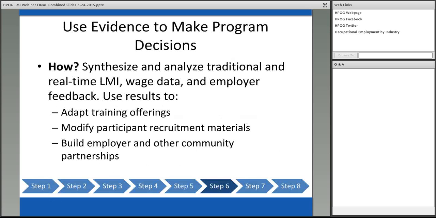So after completing these 5 steps, we can now move into the next phase of actually making program decisions. Some examples of various types of program decisions include altering training offerings, and not just to expand programs that show growth potential, but also being willing to wind down programs that show less potential. Also being able to make curriculum changes to meet employer needs, and adapting marketing materials to showcase high-demand occupations that have quality wage levels, and also being able to use this information to identify employer partners and other partnership opportunities and work to expand them.